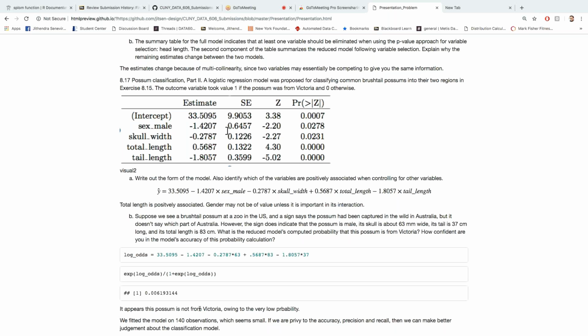And then the second part of that question was, how confident are you in the accuracy of the probability calculation? Well, we fitted the models on 140 observations, which is really small. Perhaps if you were privy to accuracy, precision, recall, we might be able to make a better estimate about the performance of the model, but I'd be skeptical using such a small sample. And that's it. Great. Thanks very much.